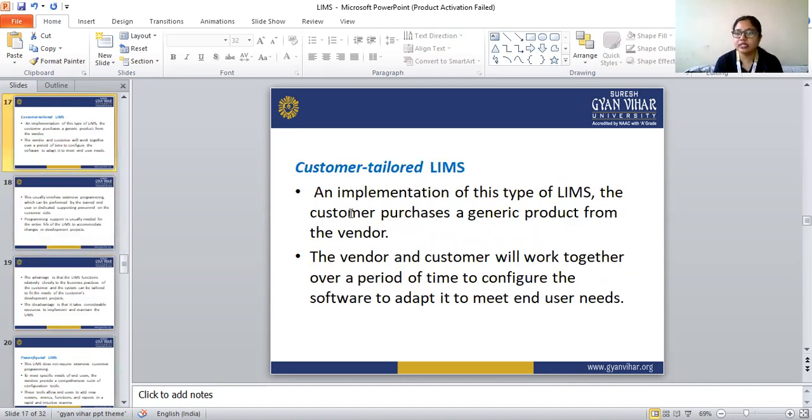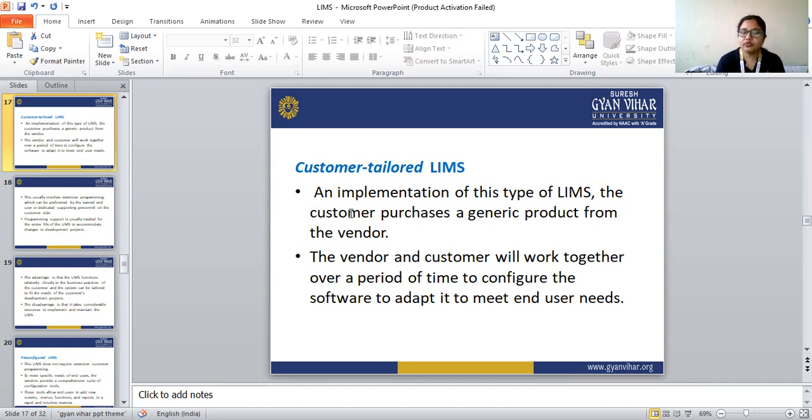The first one is the customer tailored LIMS. In this customer tailored LIMS, the vendor and the customer work together to achieve all the configuration the user wants. There are lots of things the customer wants from a particular commercial LIMS, and it is the duty of the vendor to provide all the configuration according to the taste of the particular customer. We can also call this a customized LIMS.